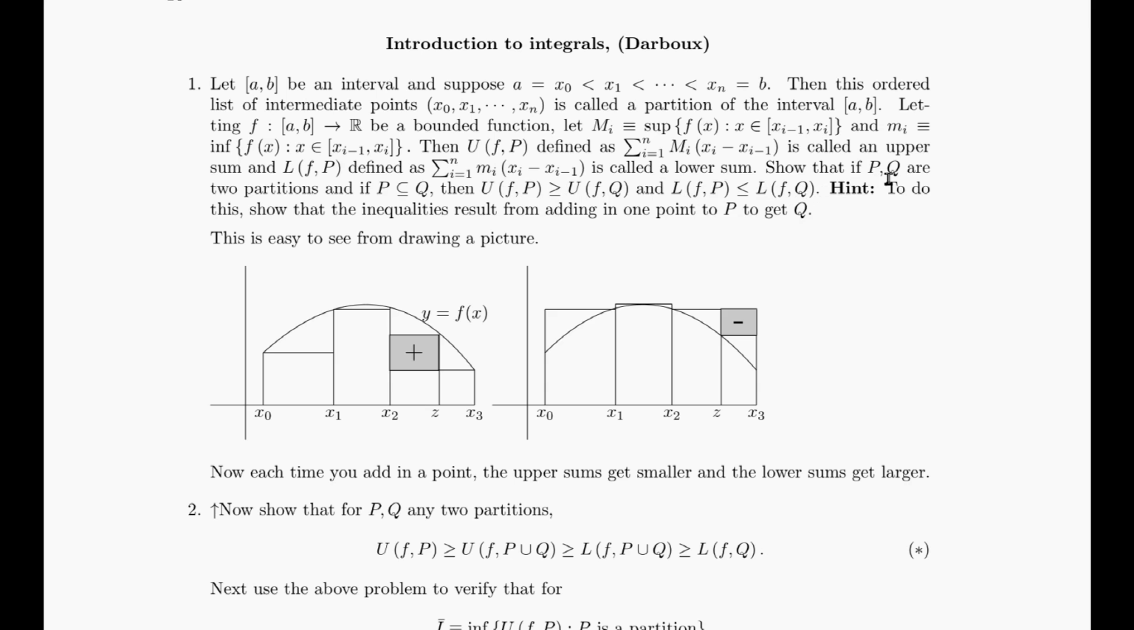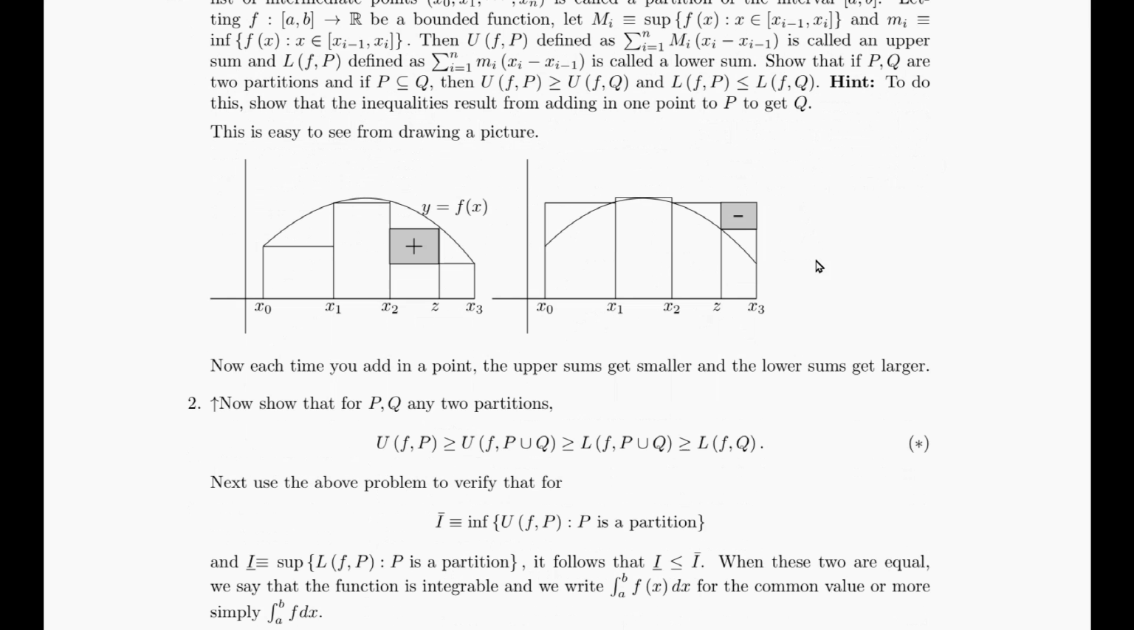So essentially what is happening is, at least in case f is positive, as you get more points in the partition, the lower sums do a better job approximating the area under the curve. The upper sums also, as you increase the number of points in the partition. Now the way to understand this is to add in a single point and see what happens.